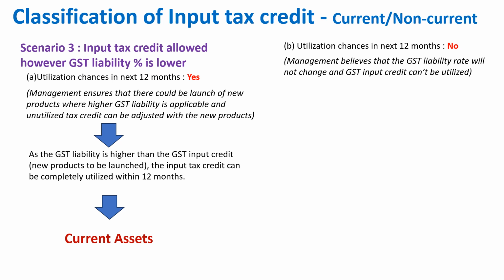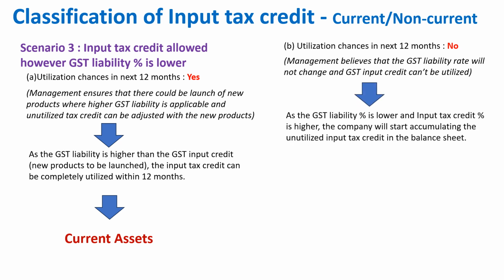Now, second case, utilization chances in the next 12 months are very less. What happens here? Management believes that the GST liability rate will not change and GST input credit cannot be utilized, right? Because you are holding a bigger amount and the liability is a smaller amount, you can't utilize it. So what's happened here? As the GST liability percentage is lower and the input tax credit percentage is higher, the company will start accumulating the unutilized input tax credit in the balance sheet.